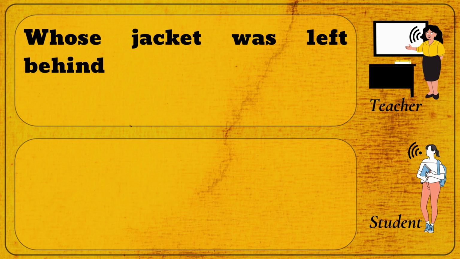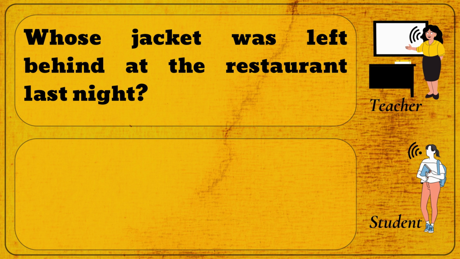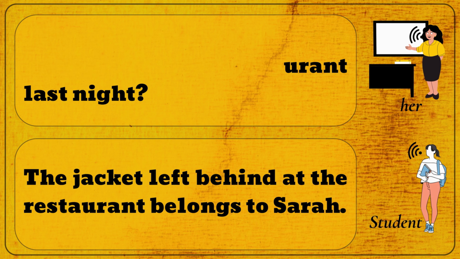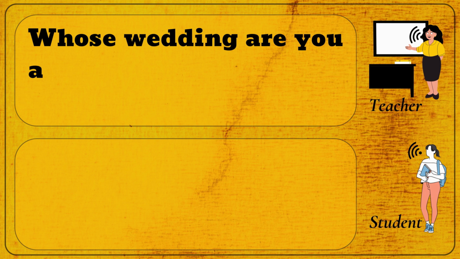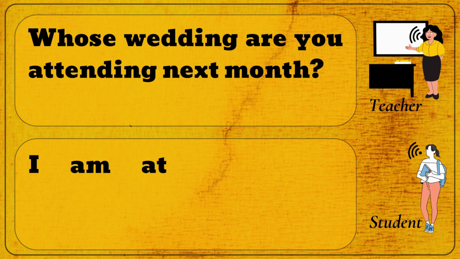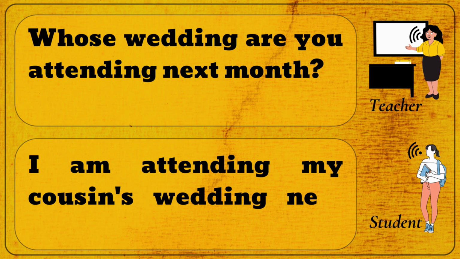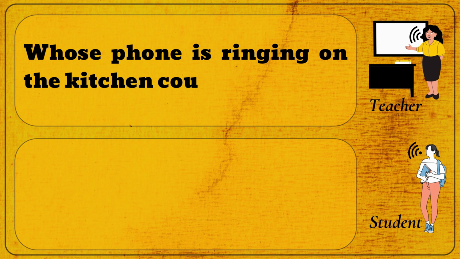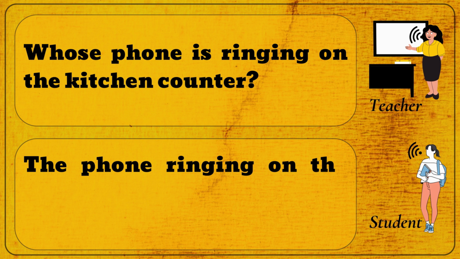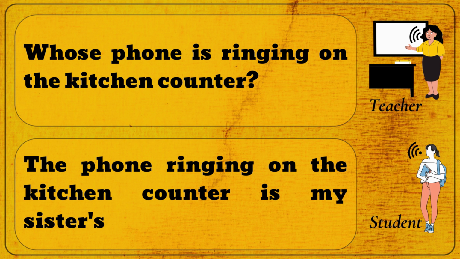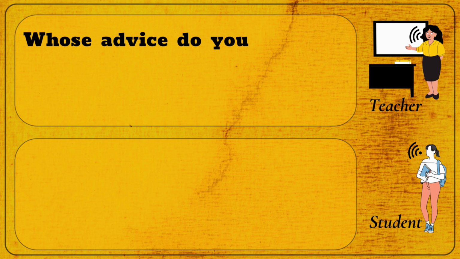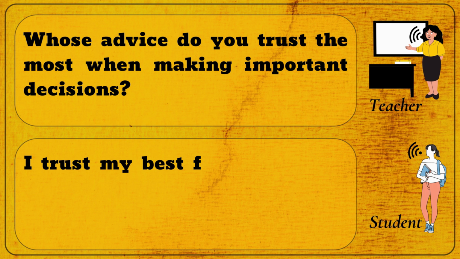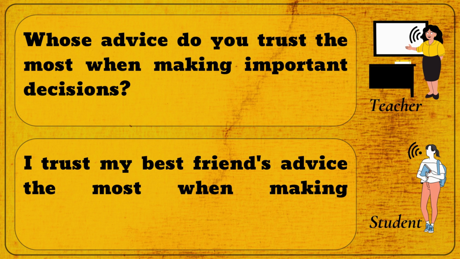Whose jacket was left behind at the restaurant last night? The jacket left behind at the restaurant belongs to Sarah. Whose wedding are you attending next month? I am attending my cousin's wedding next month. Whose phone is ringing on the kitchen counter? The phone ringing on the kitchen counter is my sister's. Whose advice do you trust the most when making important decisions? I trust my best friend's advice the most when making important decisions.